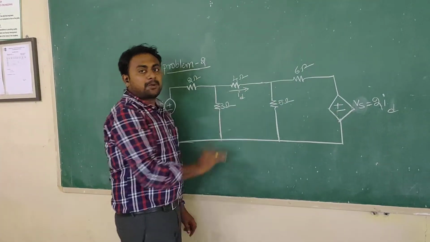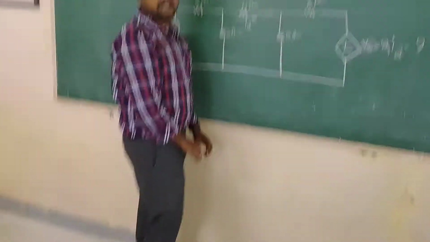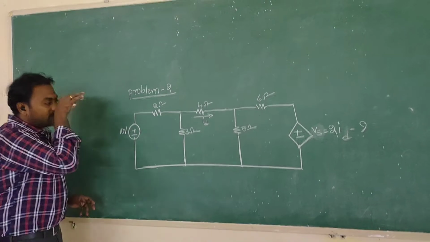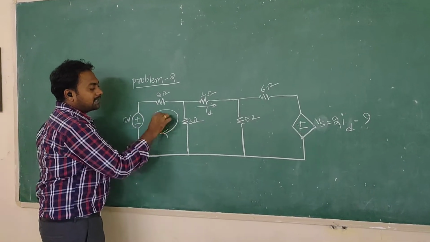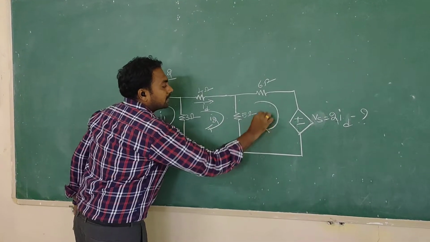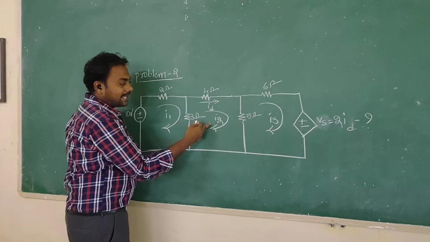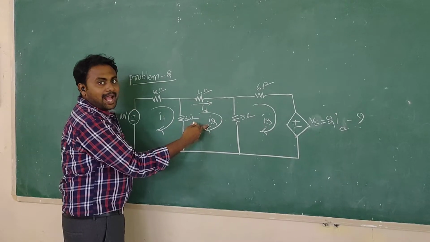So in this problem our objective is to find the value of Vs. How are we going to solve it? We can solve with respect to KVL. There are three loops, I1, I2, I3. As you see, the value of ID is the same as the loop current direction I2, so ID is equal to I2.